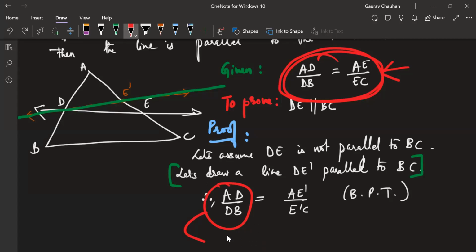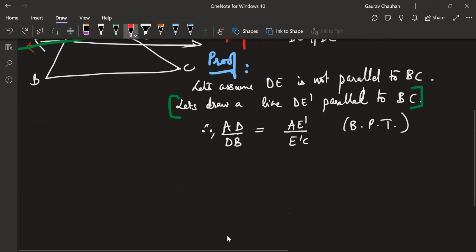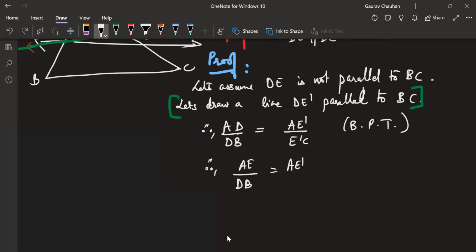Does it make sense? So I'm going to substitute from what is given. Okay, from what is given, I'm going to substitute. Therefore, I can say AE by DB is equal to AE dash by E dash C. See what's happening right now.